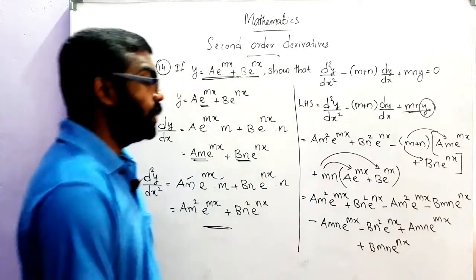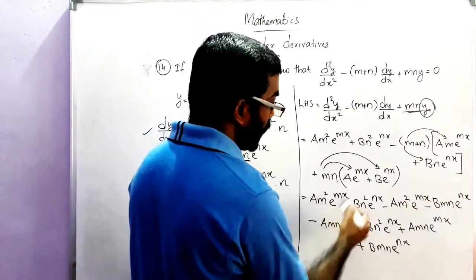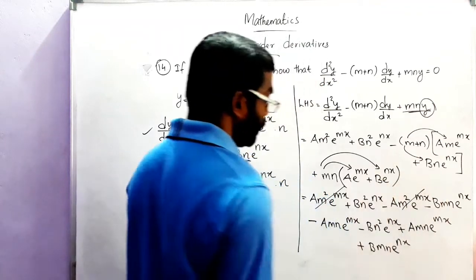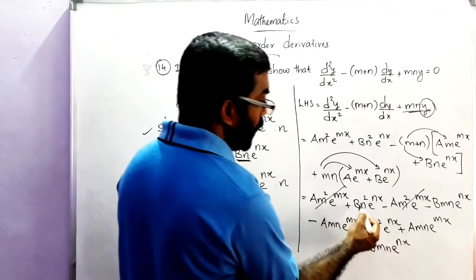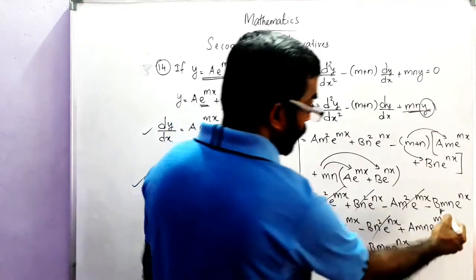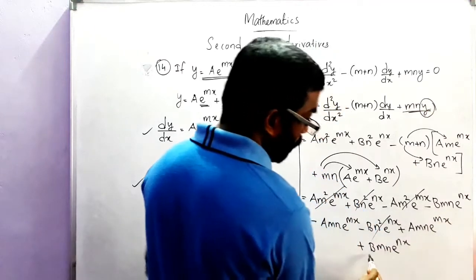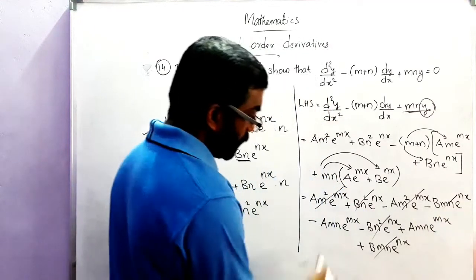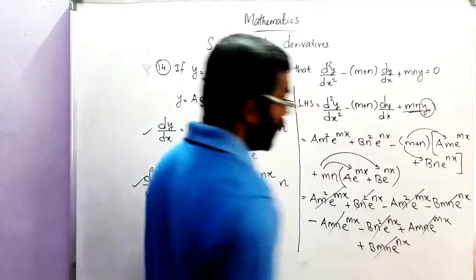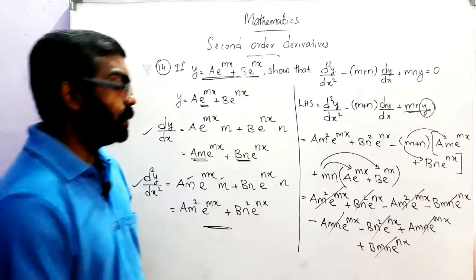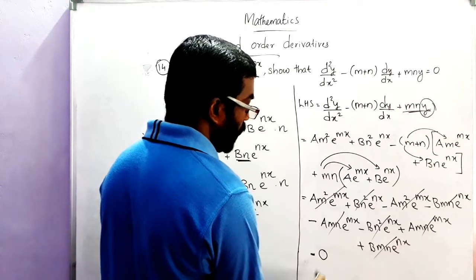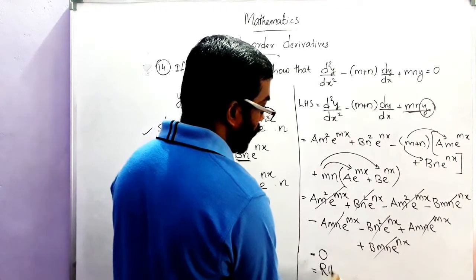Now we can cancel the terms a m² e^(mx), here minus a m² e^(mx), that we can cancel. Here b n² e^(nx), here minus b n² e^(nx). Then minus b mn e^(nx), here plus. Then minus a mn e^(mx), here plus a mn e^(mx). So each and every term cancelled. So the answer is 0. That we have to prove, which is equal to RHS.